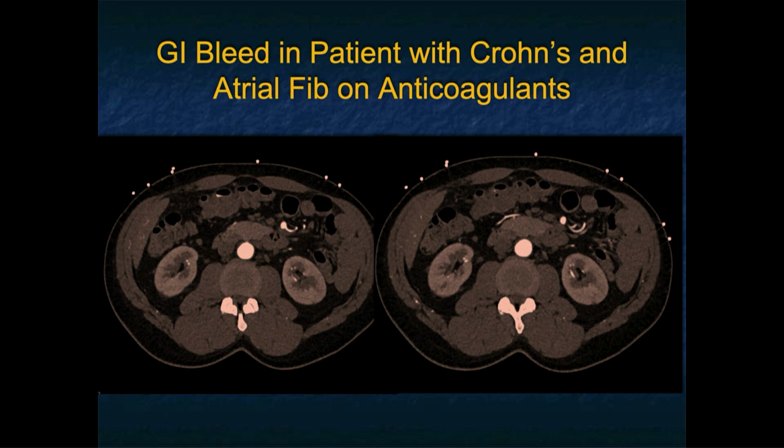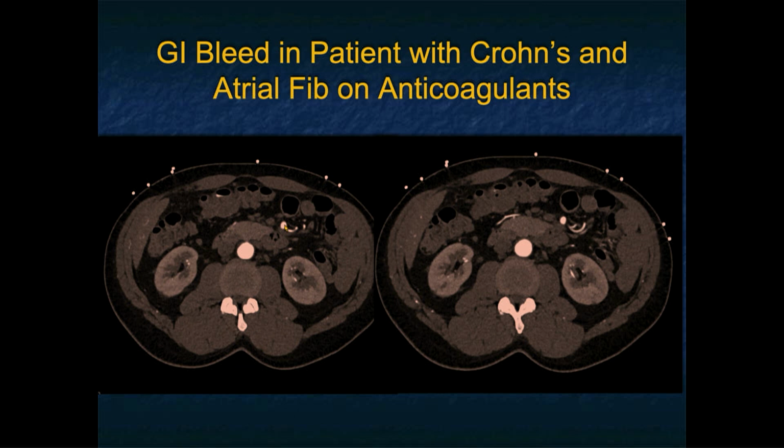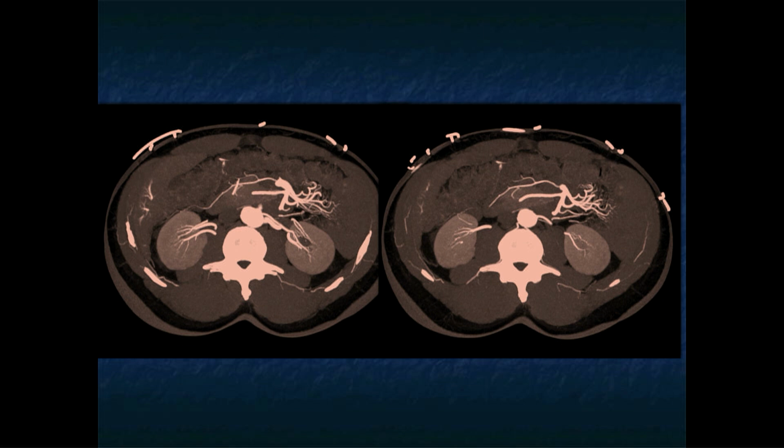What about this case? This is a patient with Crohn's and had atrial fib, was on anticoagulants. Is there a bleed present? Now, if you look at this, I will tell you that's a vessel, right? That's a little branching of the SMA. But if you go back, what's this dot here? Is that anything real? This is arterial phase. That's the bleeding site. And here it is on the MIP imaging.